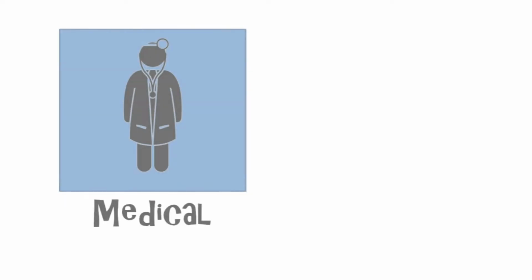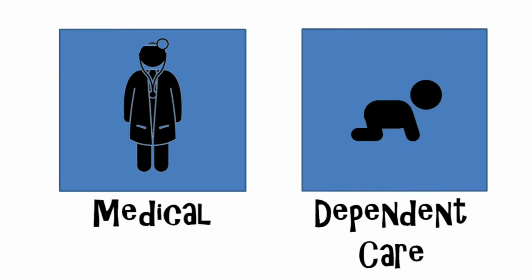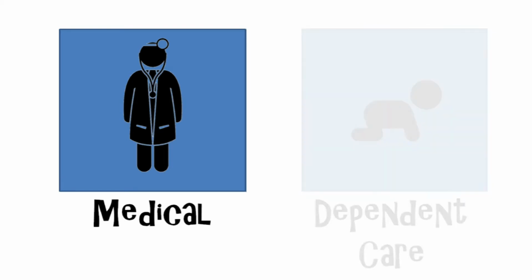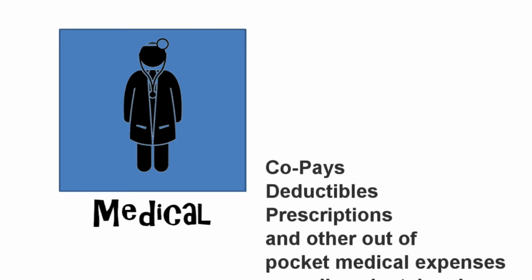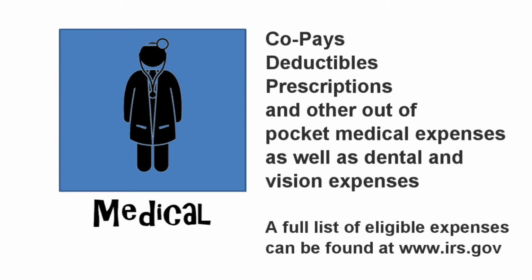The most common types of FSAs are medical FSAs and dependent care FSAs. Let's take a look at medical FSAs first. A medical FSA can be used to pay for out-of-pocket eligible medical expenses you incur throughout the plan year for things like copays, deductibles, prescriptions, and so on. The full list of eligible expenses is maintained by the IRS and can be accessed through the IRS website.